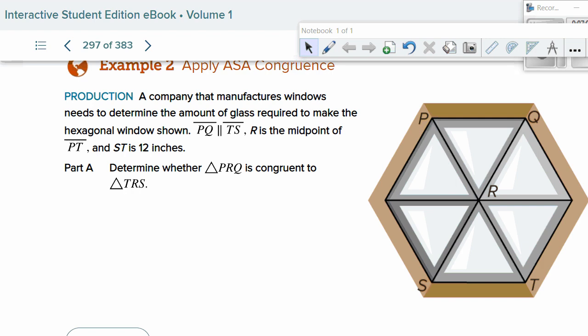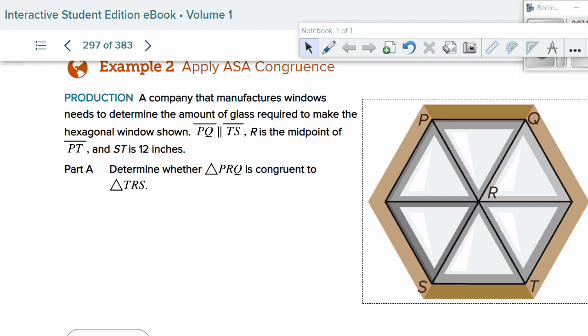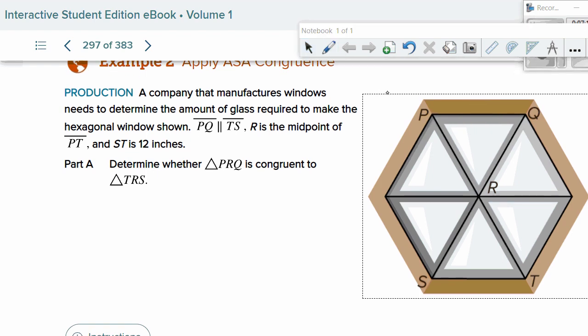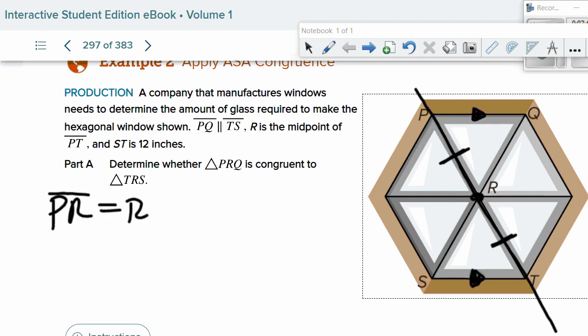Okay. First off, they tell us that PQ is parallel to TS. So this line up here, or the part of the frame up here, is going to be parallel to this bottom piece down here. They're also telling me that R is the midpoint of line PT. So line PT is this right here. R is the midpoint, so that means I have PR is equal to RT. So let's write that down. PR is going to be equal to RT, and the reason for that is the midpoint.